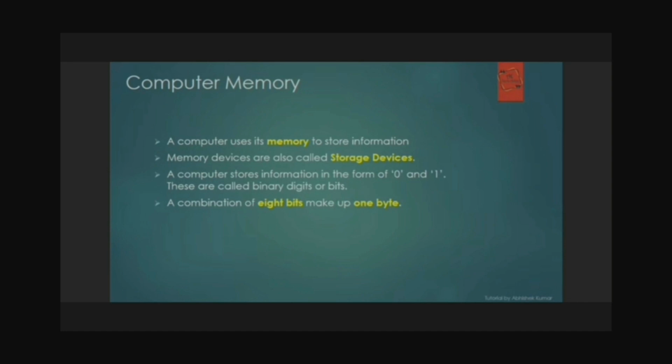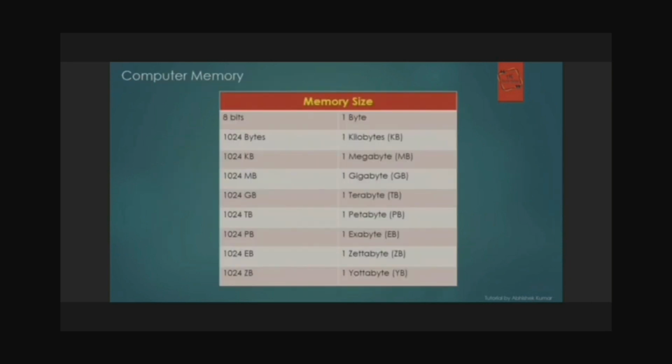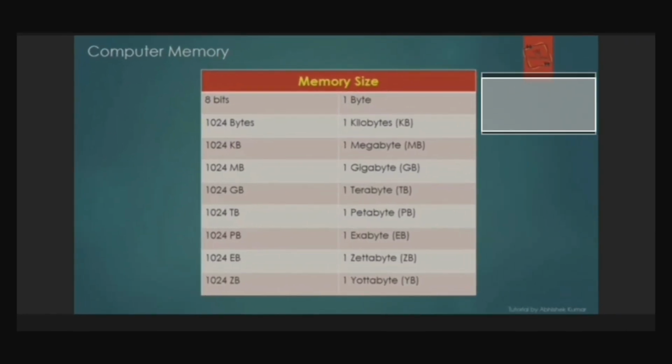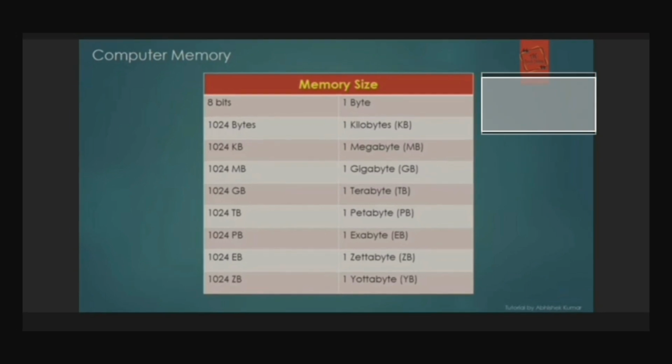The combination of 8 bits makes up 1 byte. See the memory size. You can see the different memory sizes, like 8 bits is equal to 1 byte, 1024 bytes is equal to 1 kilobyte, 1024 kilobytes and so on it goes. As the memory increases, the bytes also increase.